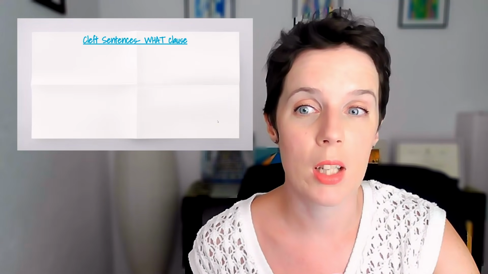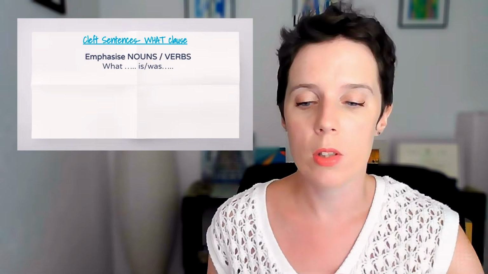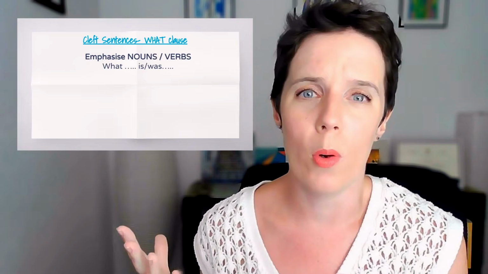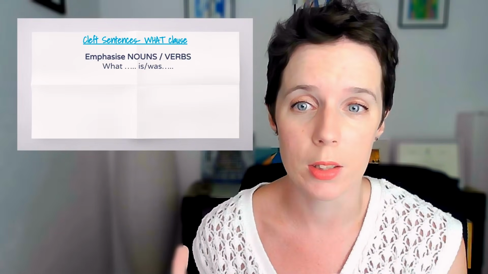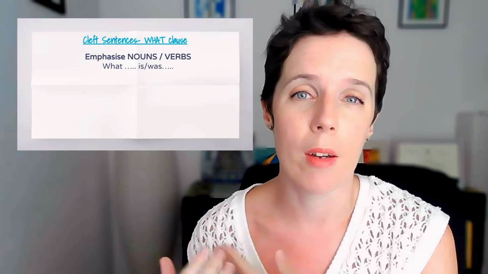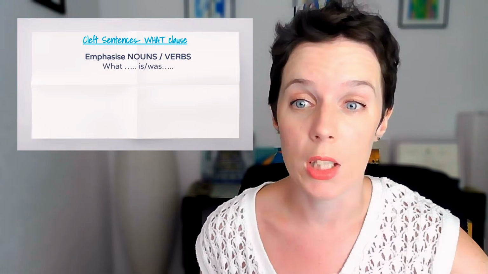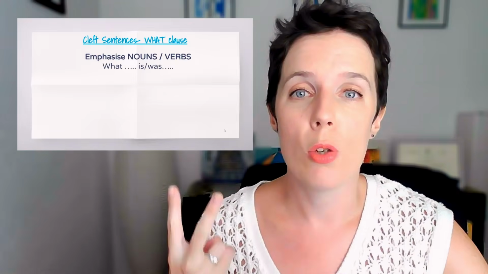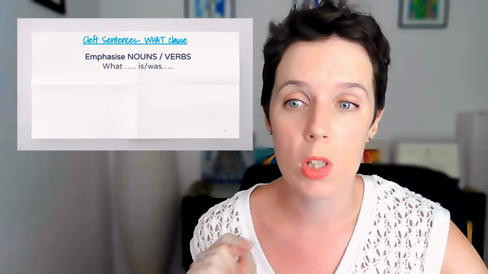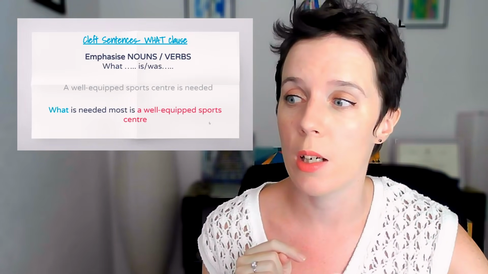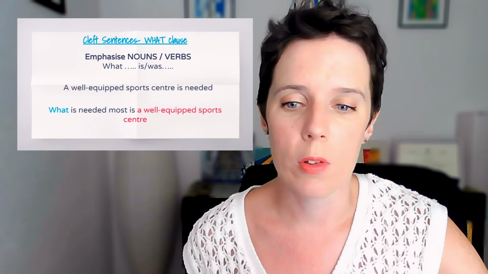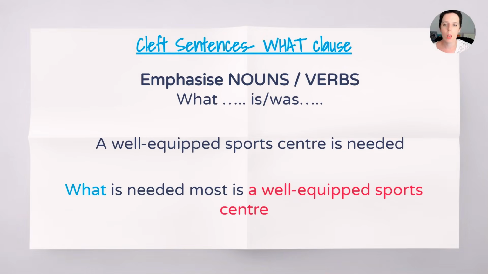So we'll start with cleft sentences. We just use these to give more emphasis in a sentence. And you can do this by emphasizing nouns, or you can emphasize verbs as well. And there are 2 types of cleft sentences. We have what cleft sentences, which you can see here. So instead of saying, for example, a well-equipped sports centre is needed, instead you could say, what is needed most is a well-equipped sports centre.